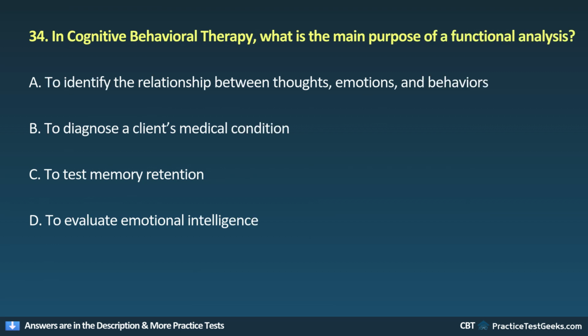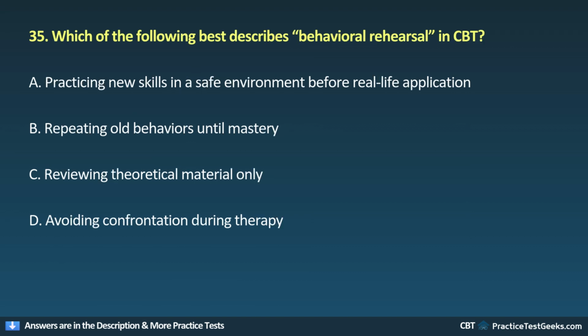34. In cognitive behavioral therapy, what is the main purpose of a functional analysis? A. To identify the relationship between thoughts, emotions, and behaviors. B. To diagnose a client's medical condition. C. To test memory retention. D. To evaluate emotional intelligence.